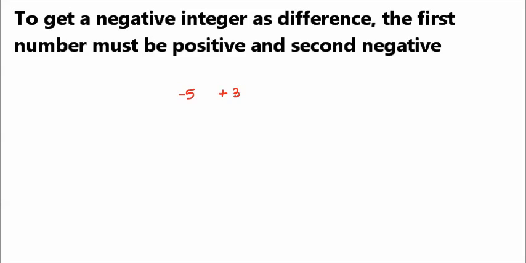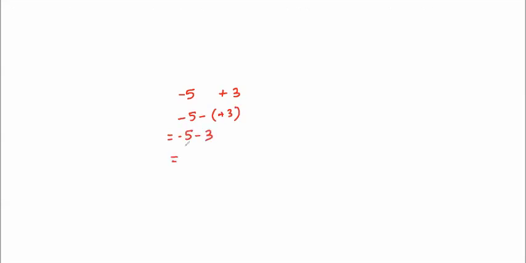In that case, -5 minus +3 will convert into -5, minus plus goes into minus 3, and that minus is addition. 5 plus 3 is 8, and the sign of the greater number, which is minus: -8. So we get a negative integer. So we have the first number as negative and the second number as positive, and we can definitely get the answer as a negative integer.